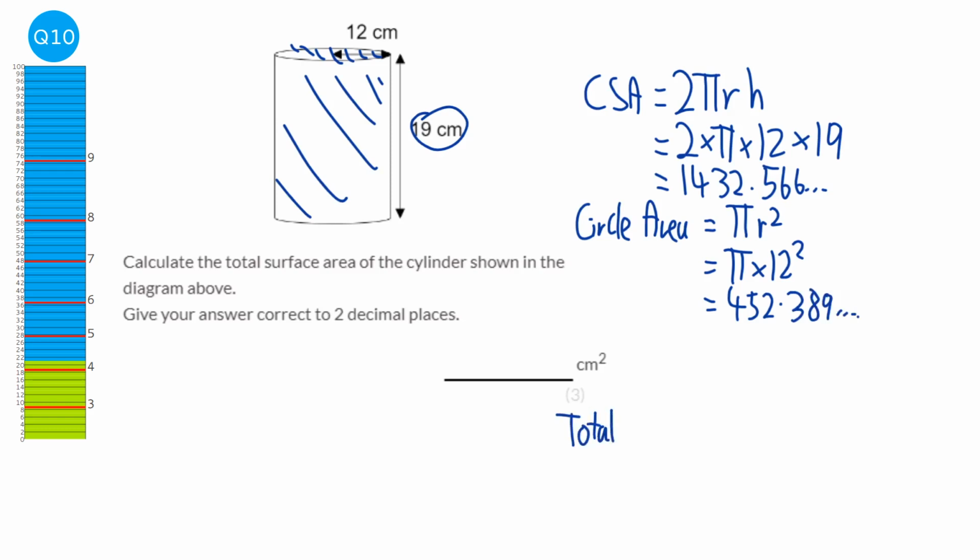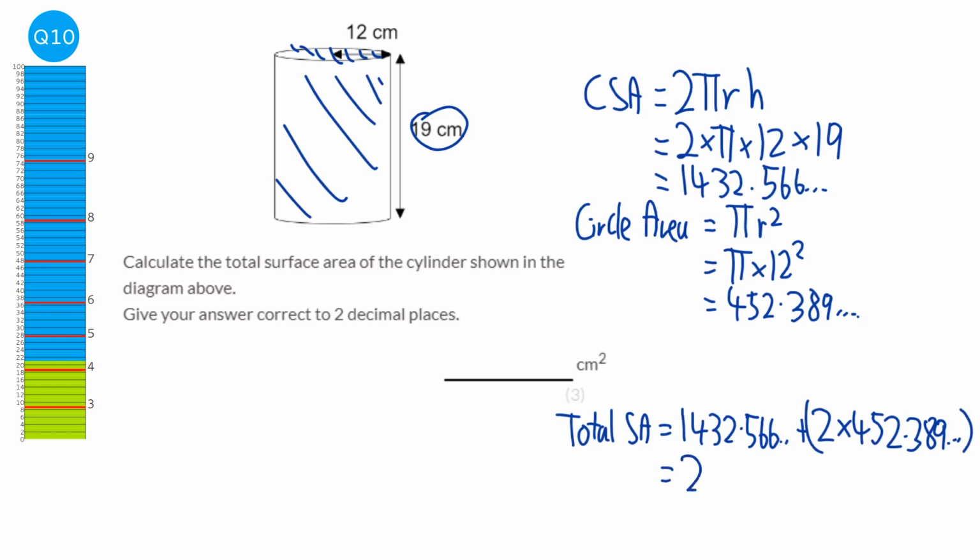Now there are actually two circles, so when we work out the total surface area, we add the curved surface area to two lots of the circle surface area, or areas of the circle, because there's one circle at the top and one at the bottom, and that gives us 2337.344 blah blah blah, and to two decimal places, that is 2337.34.